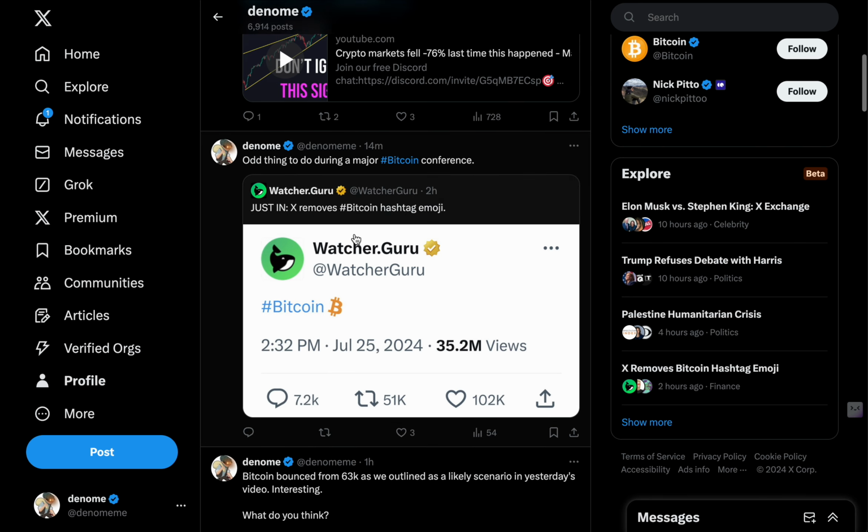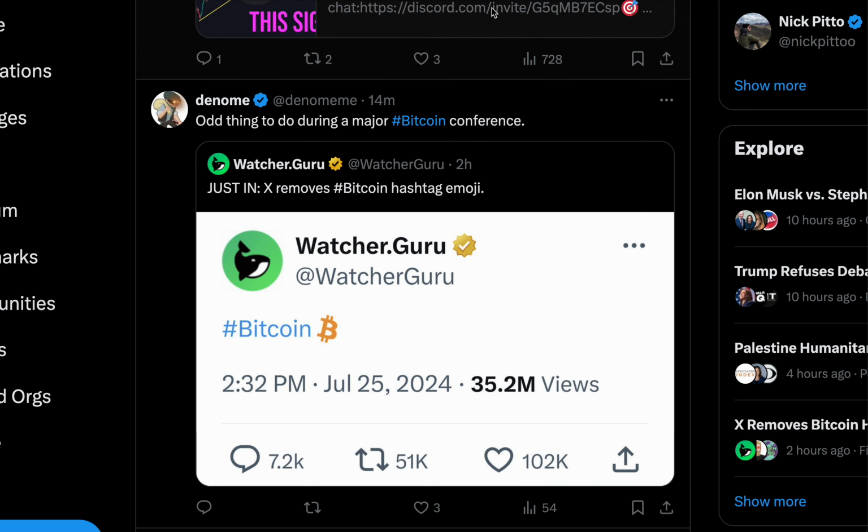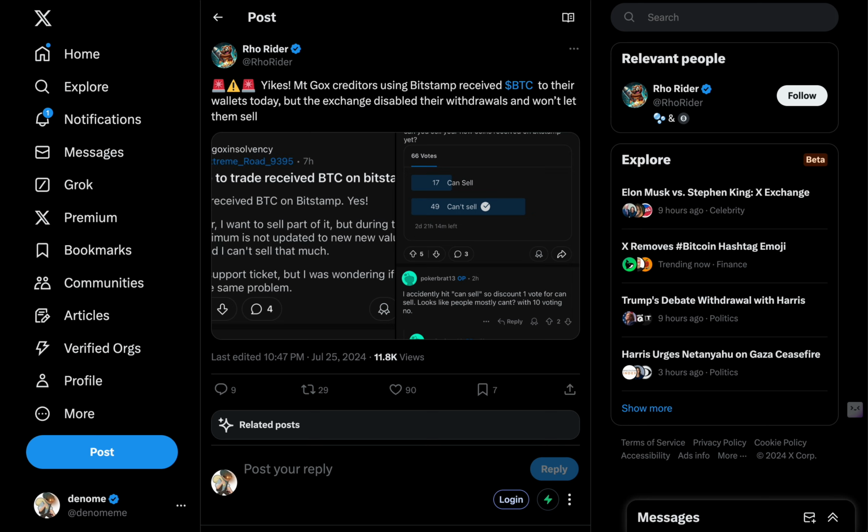Next up, we do have an interesting situation with X. As you've probably seen, this hashtag on X has now been taken out. You can still write the hashtag, but there's no longer the emoji behind Bitcoin. We don't know why, but it is a very odd thing to do during a major Bitcoin conference. So I thought that was interesting.